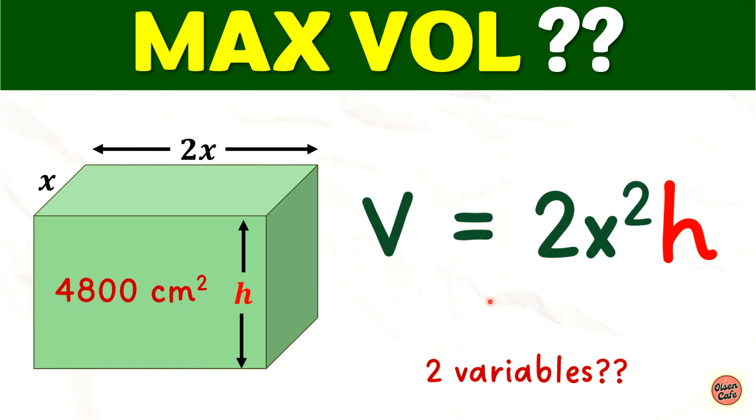Now, you cannot optimize when you still have two variables. So if you want to differentiate now, you are doing it wrong.